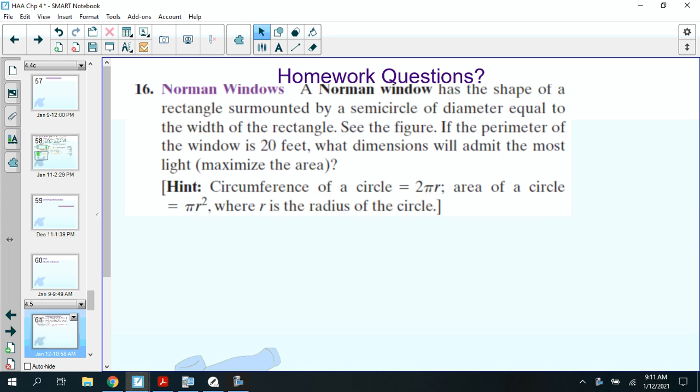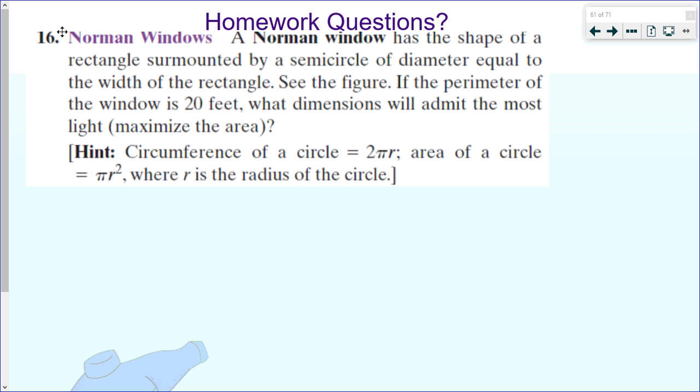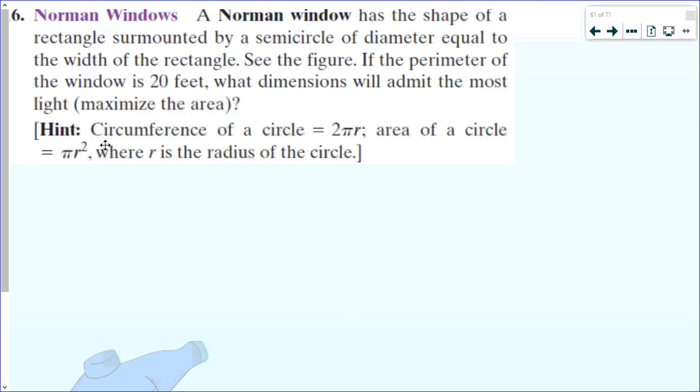So number 16 involves a Norman window, which has a semicircle at the top and a rectangle at the bottom. So it's kind of like the track problem we talked about yesterday, but instead of two semicircles, you just have one semicircle. So if we take a look at this one, I'm going to do a little drawing.